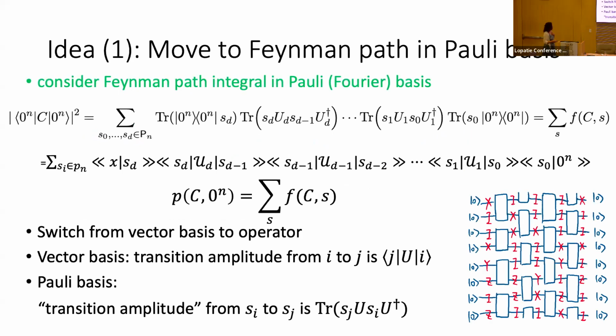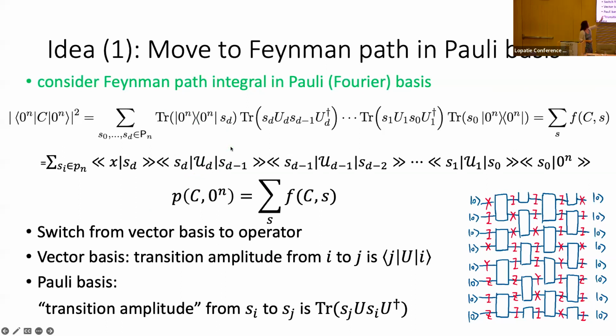Now the way we go about this is we look at it using a Feynman path integral in the Pauli basis. So what I mean by that is, does this work? No. Yeah, it's there. I can't see this. Okay, maybe you can see it, I can't. Oh, here it is. Okay. Anyway, I'll give up on this.